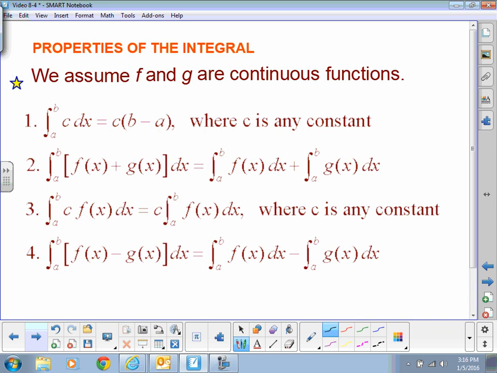Here are some properties of integrals. You can pause here and copy all 4 down, or we're going to look at each of the 4 individually on the next few slides.